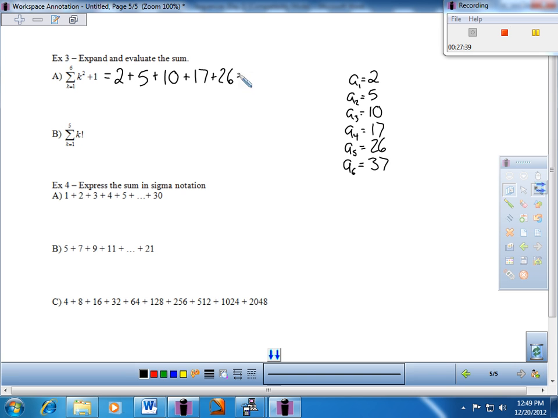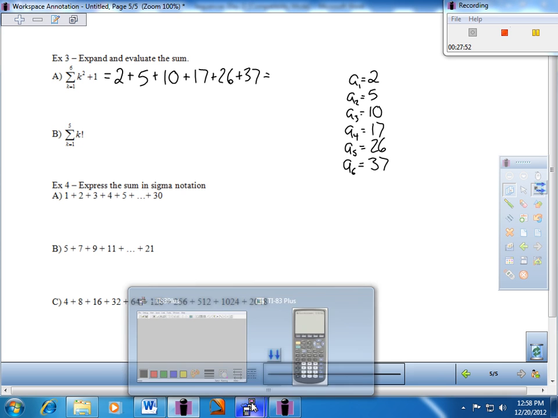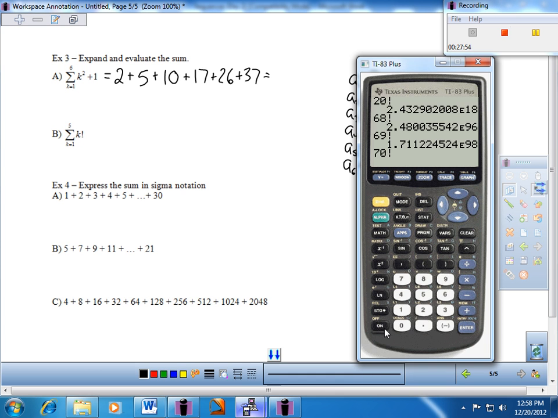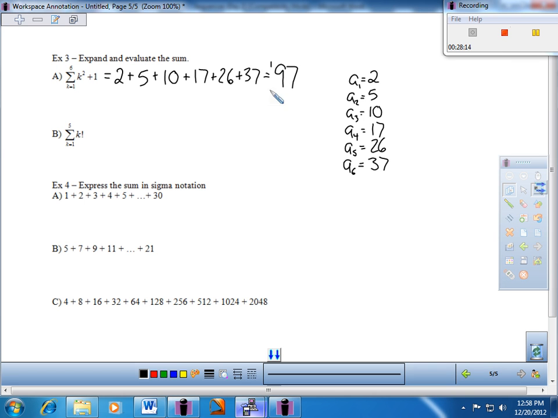Oops, missed one. So add the 37. And guys, if you get an opportunity, grab that calculator for a moment. And here's what I have. So I'll do 2 plus 5 plus 10 plus 17, 26, and 37, everybody. Add those together, and I get 97. And so that is our overall answer.